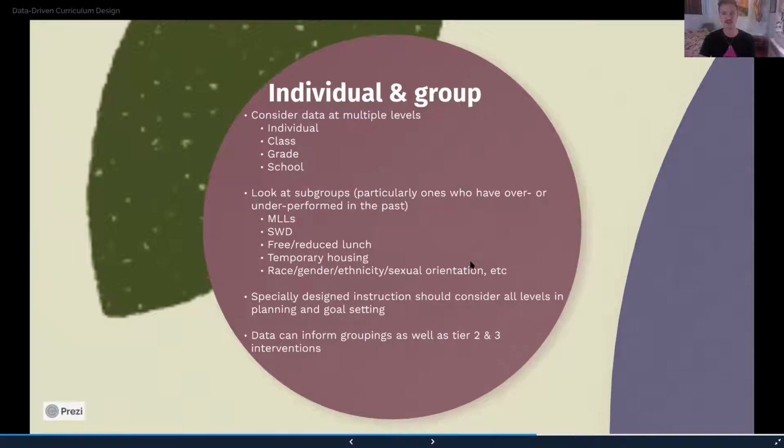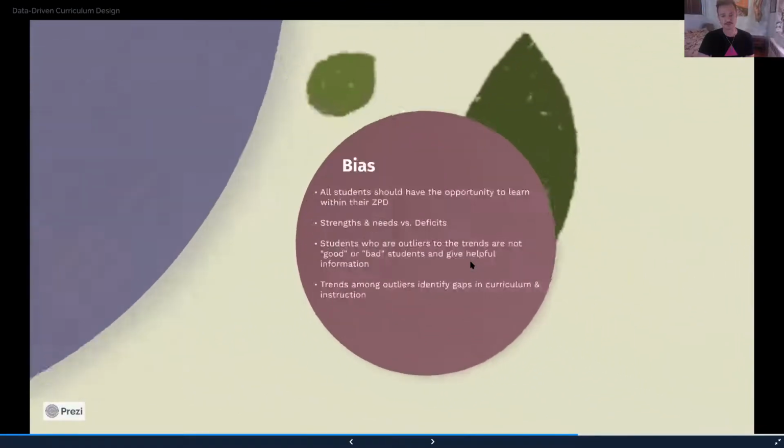So with those skills, once you've identified your 2s and 3s, you're going to look at this at the individual and group level. So anywhere from setting IEP goals on the individual level to planning at the class level, at the grade level, as well as dictating school-wide goals. You can also look at this to identify gaps in how you're providing instruction for subgroups. It can also be used to create tier 2 and 3 supports, as well as design your specially designed instruction.